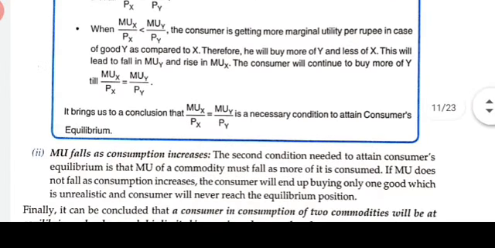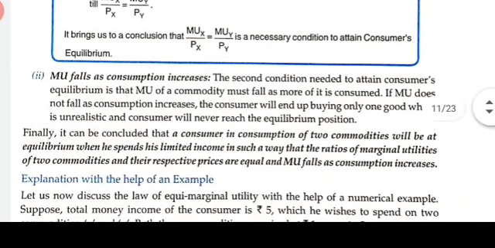Another, the second condition, is that MU falls as consumption increases. The second condition needed to attain consumer equilibrium is that the marginal utility of a commodity must fall as more of it is consumed. If MU does not fall as consumption increases, the consumer will end up buying only one good, which is unrealistic, and the consumer will never reach the equilibrium position. So MU must fall as consumption increases. So these are the two conditions.